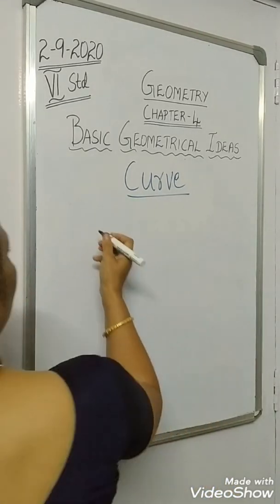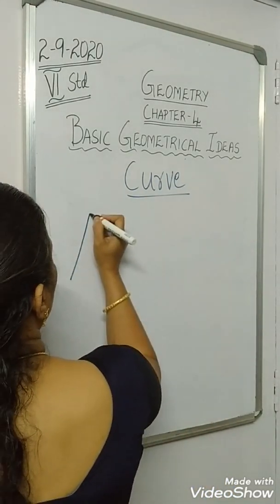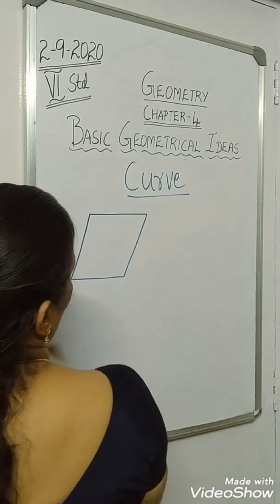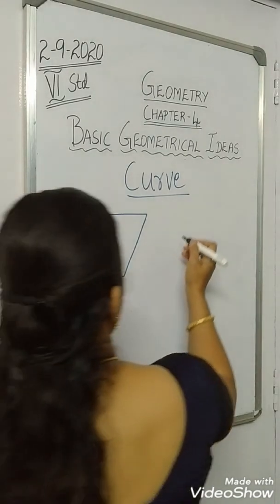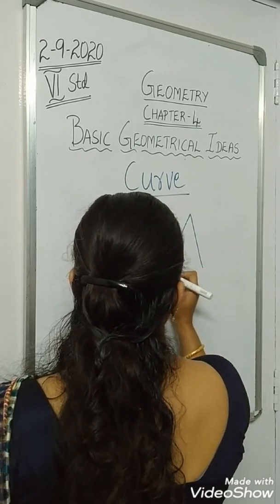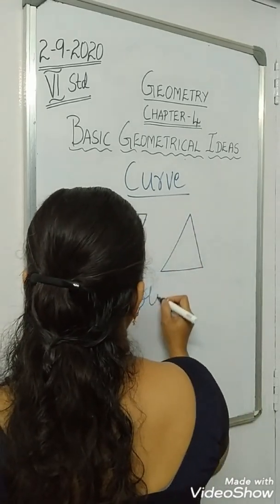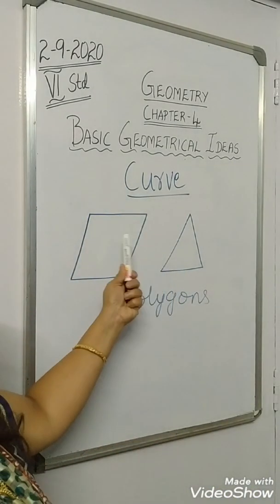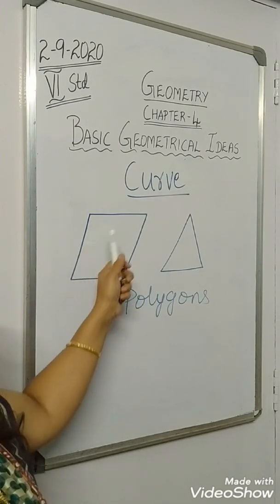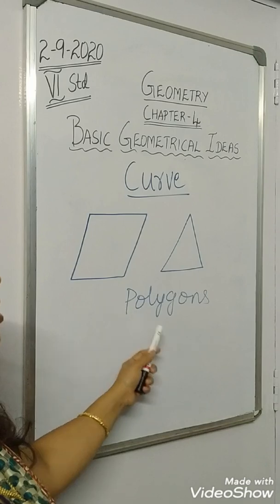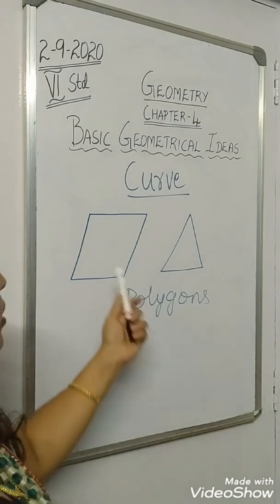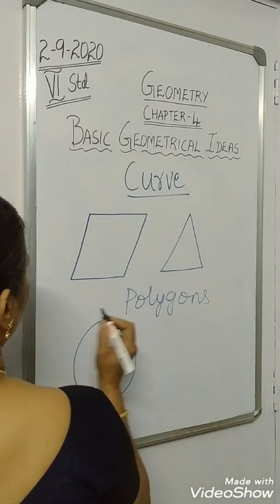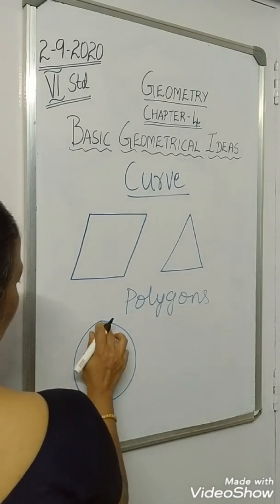The curves which are made up of only line segments, and if it is closed, such ones are called polygons. That is, a curve which is made up of line segments, and if it is closed, such curves are called polygons. Yes? Can you see? These are all called polygons. Is this a polygon? No, it is not a polygon. It is a closed curve.